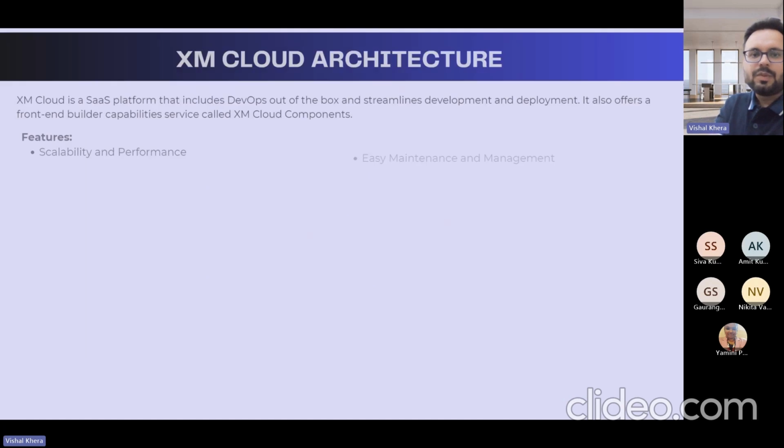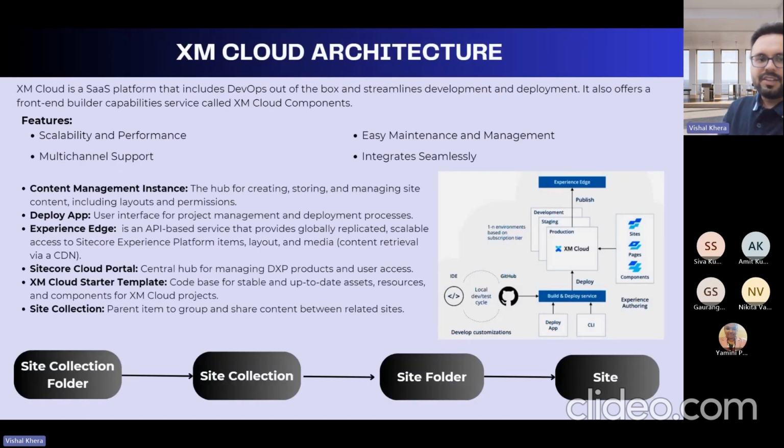So let's start with the first topic, that is XM Cloud architecture. What is XM Cloud? Basically, XM Cloud is a SaaS platform. SaaS means software as a service, right? So we need to use it as a service. That includes DevOps out of the box. DevOps out of the box means we have a deploy app as well, which comes with XM Cloud, which will help us streamline the process whenever we are building any website.